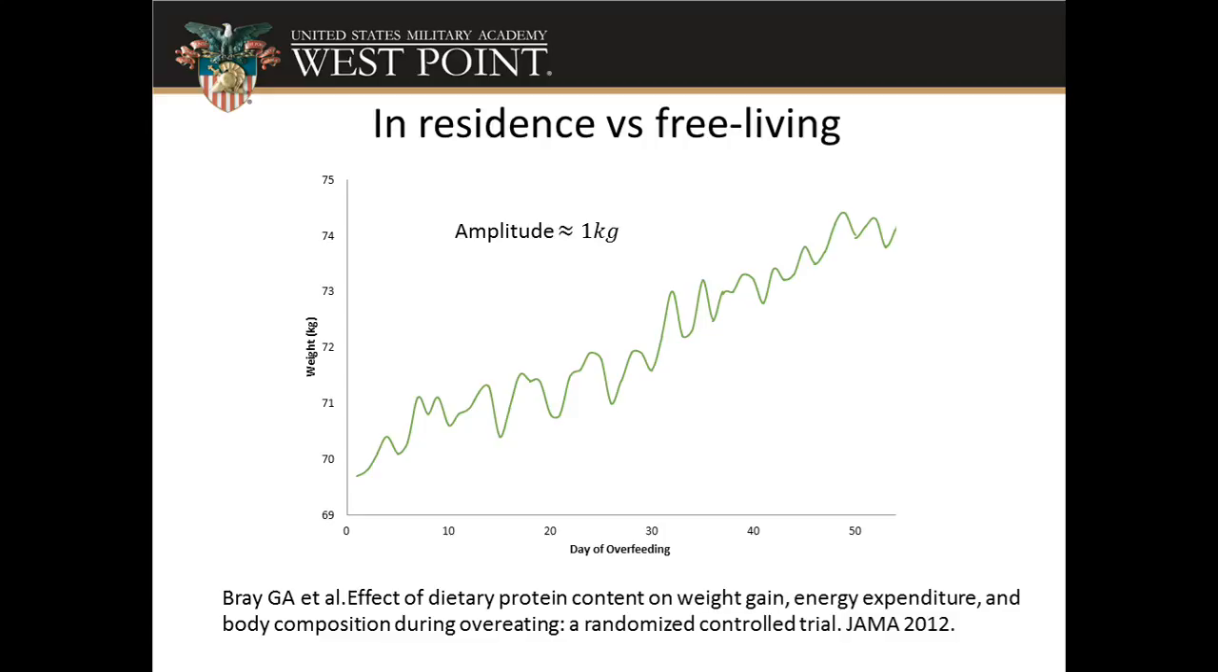This is a free living study. This is an individual who is overfed. This is not George Bray's study. This is, I'm sorry, this is George Bray's overfeeding study. And if you look at the amplitude of these wiggles, it's about 1 kilogram, not much different than the data you saw on the run-in period. The y-axis is blown up so we can actually look at these amplitudes. So there is wiggling around on a daily basis, and this is an overfeeding study, so they were overfed.